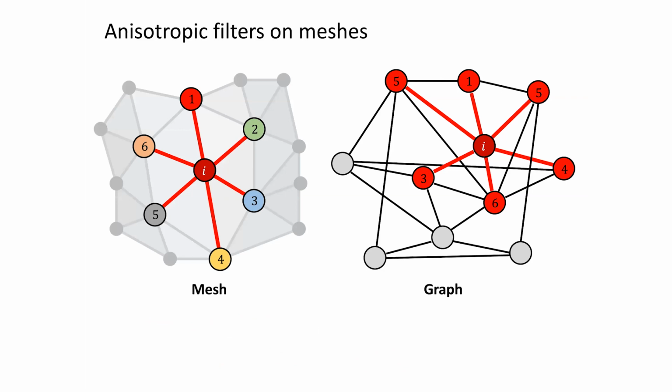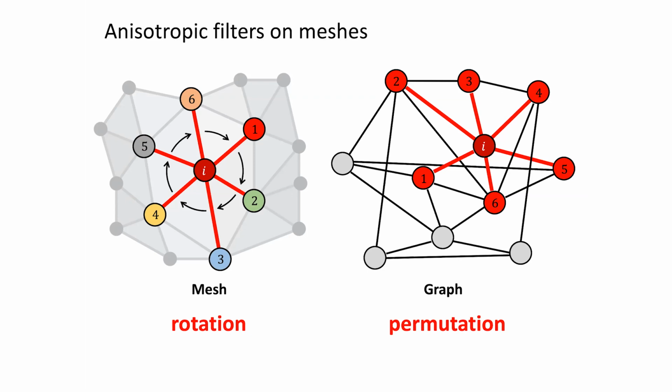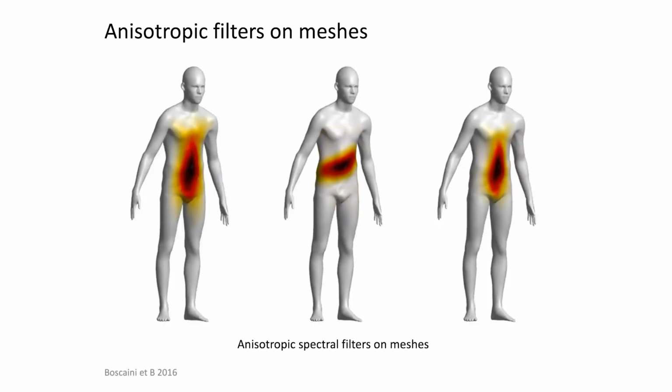I should say that on meshes, we have a slightly different and more optimistic situation. We have more structure. Meshes are locally Euclidean. So here we still have ambiguity. We can choose the first vertex in any way we want. But after we made this choice, we can order all the rest of the vertices, let's say, in clockwise orientation. And in this sense, instead of permutation ambiguity, we just have rotation ambiguity. And this allows us to do, for example, anisotropic diffusion or anisotropic kernels on manifolds.